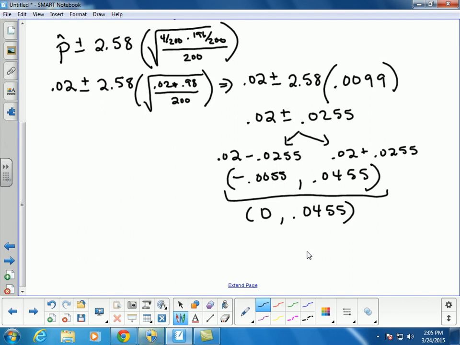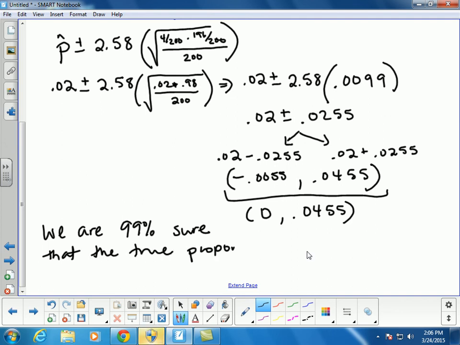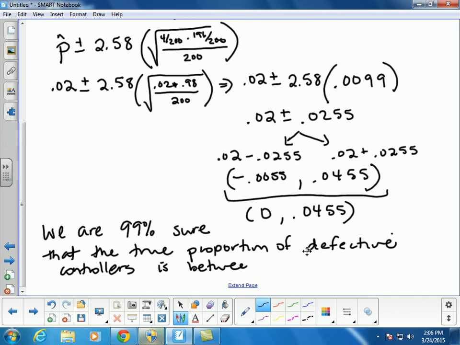And so this means that we are 99% sure or confident that the true proportion of defective controllers is between 0% and 4.5%. Again, I just took these numbers here and changed them to percent.